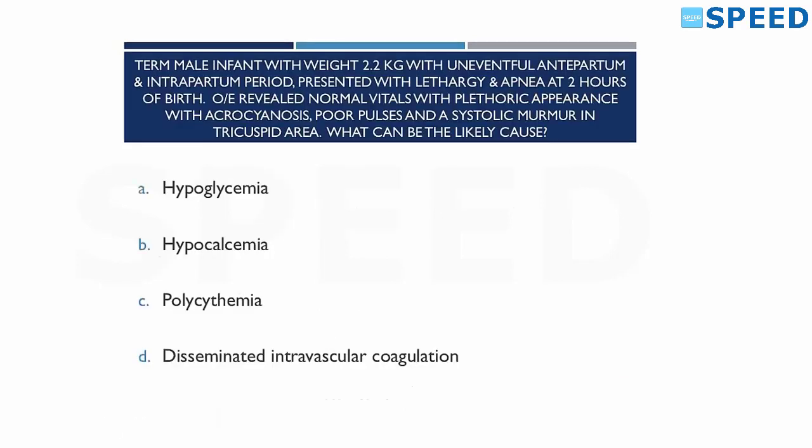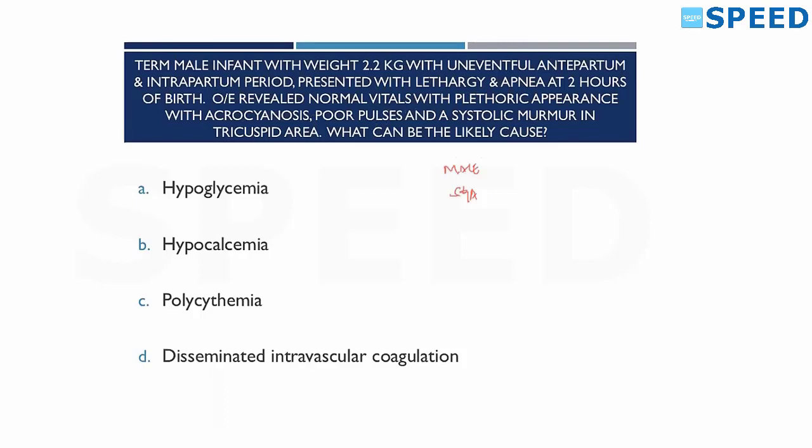With this, we go to the clinical presentation of a baby who is a term male infant, that is a male baby who was born at term, but the weight is 2.2 kilograms. So that means it's small for gestational age and a male baby. So we have clues like male baby and small for gestational age. Now, this 2.2 kilogram baby with uneventful antepartum and intrapartum period has presented with lethargy and apnea at 2 hours of birth. On examination, it reveals normal vitals with plethoric appearance with acrocyanosis, poor pulses, and a systolic murmur in tricuspid area.